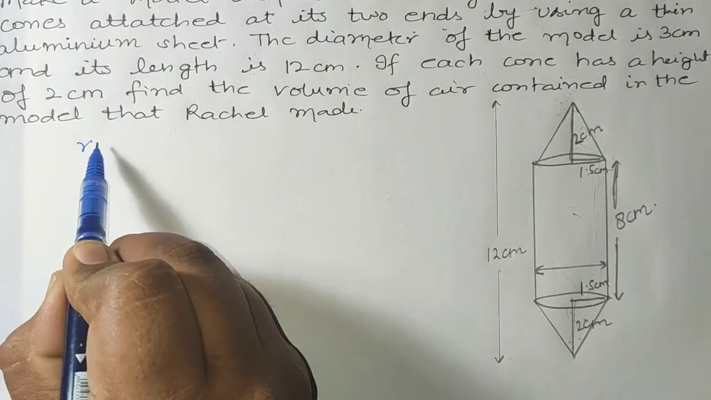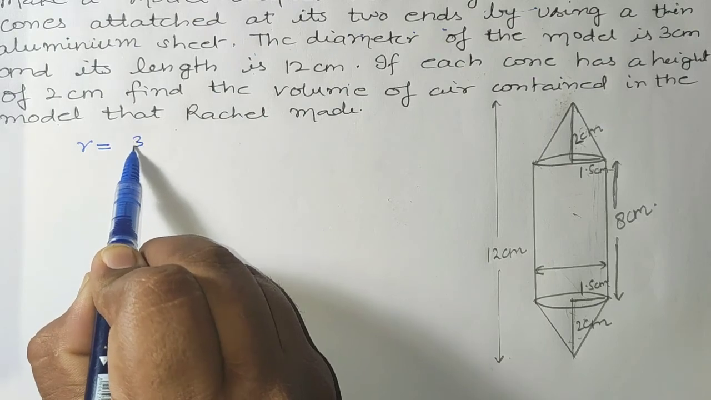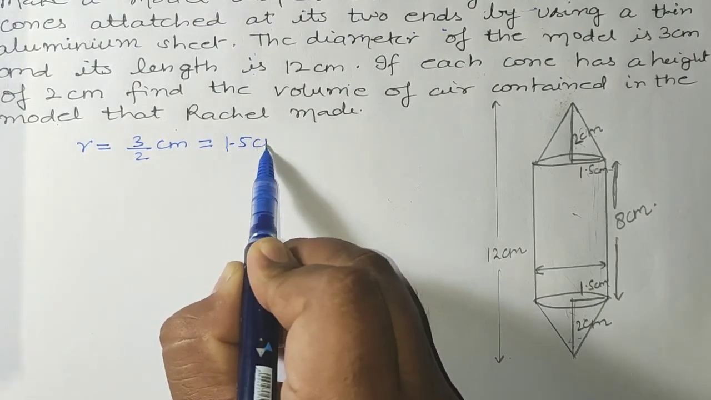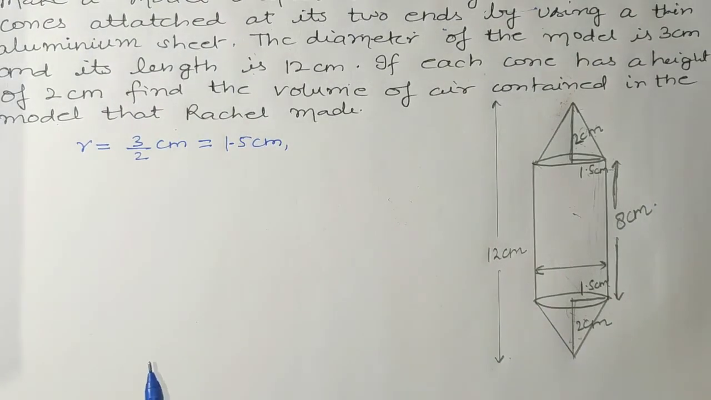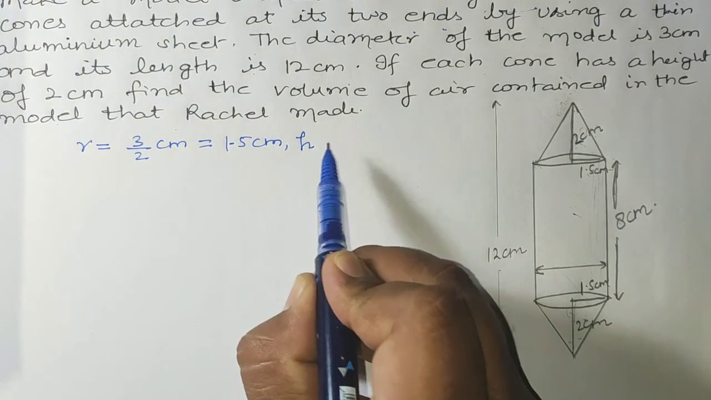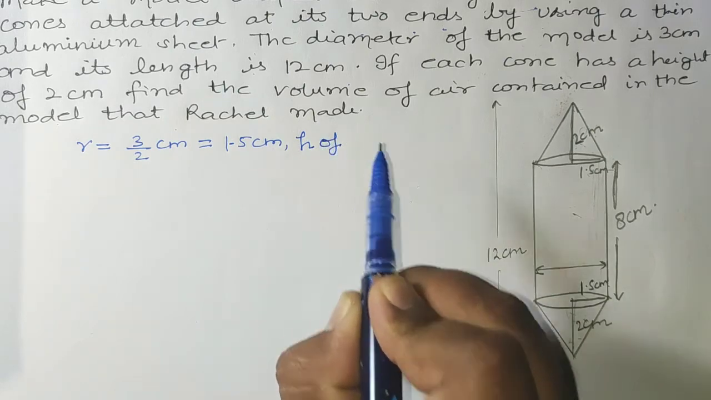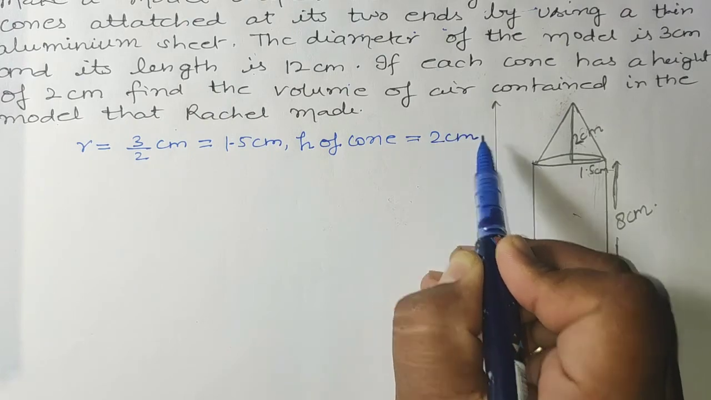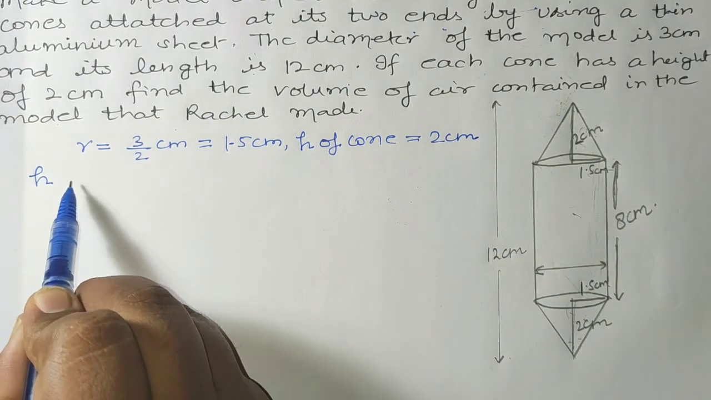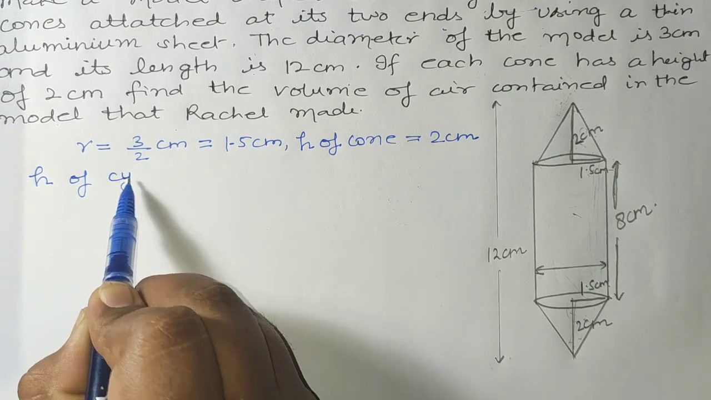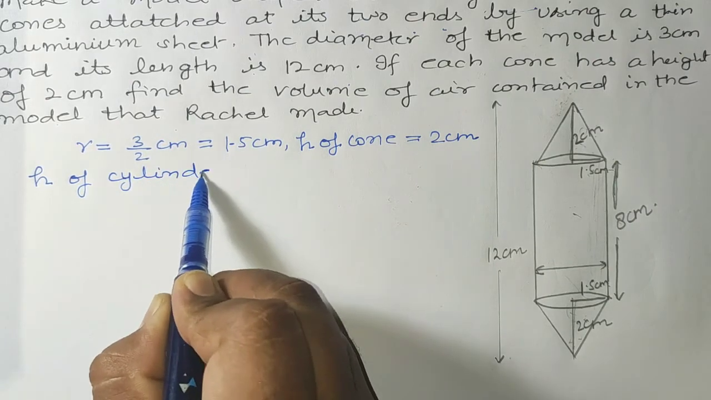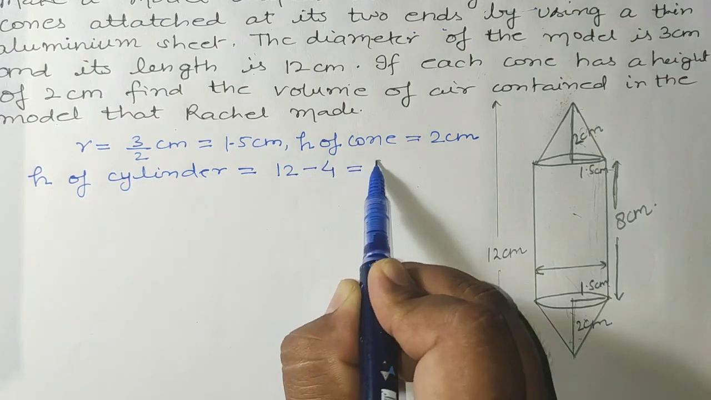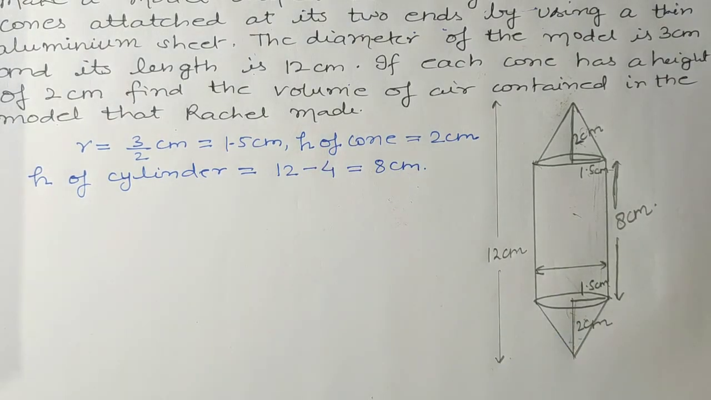Okay, so firstly we'll write what is given here. The radius will be 3 by 2 centimeter, that is 1.5 centimeter. Height of cone is given 2 centimeter and height of cylinder we have calculated by 12 minus 4, it will be 8 centimeter.